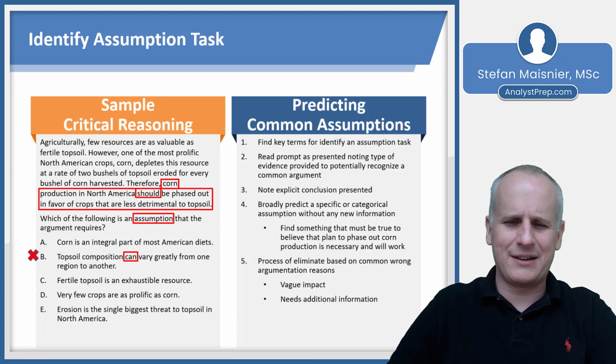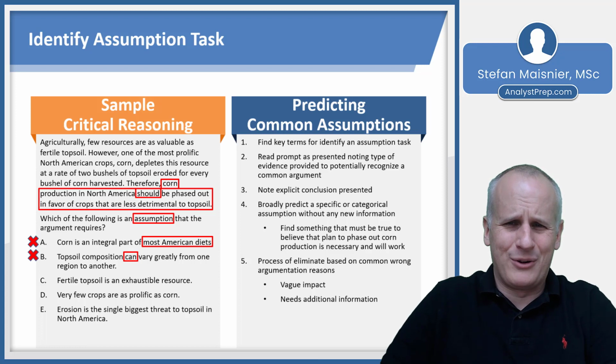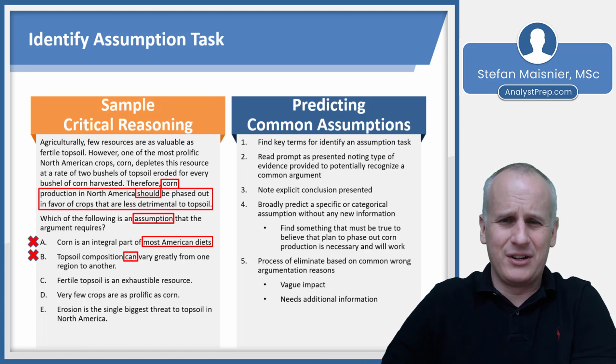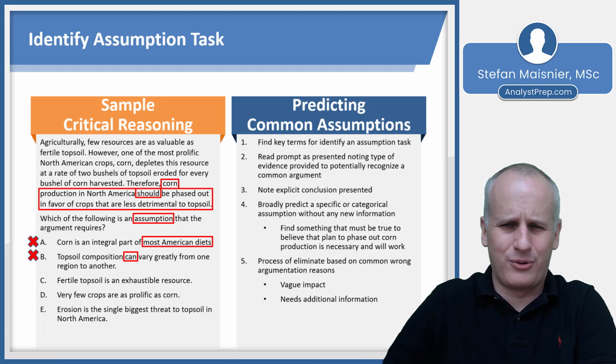We also can eliminate answer choices that require clear additional information, such as choice A, introducing the idea that corn is an integral part of most American diets. Wonderful. How does that impact the topsoil? I have no idea. It again may seem like we want corn to be phased out, but it has nothing to do with the metric that's directly presented about improving the topsoil.